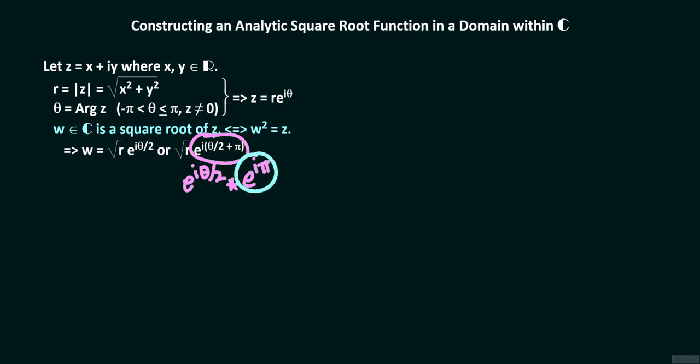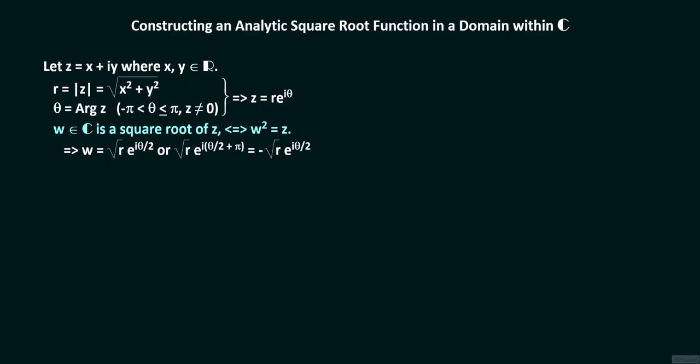e raised to the power i times pi equals minus 1, so that just like positive real numbers, each square root of a non-zero complex number is the negative of the other's square root. 0 is the only number with a unique square root, which is 0 itself. Since each non-zero complex number has two distinct square roots, we can construct two square root functions called branches of the square root of a complex number.